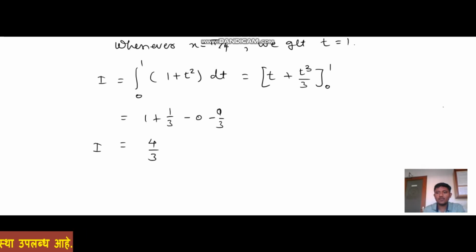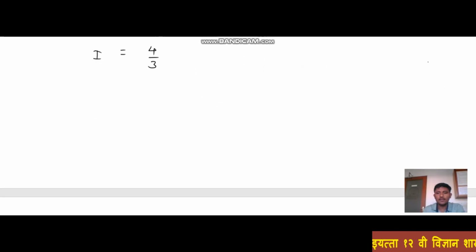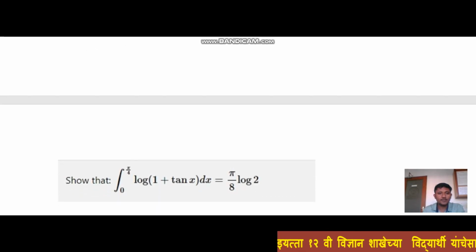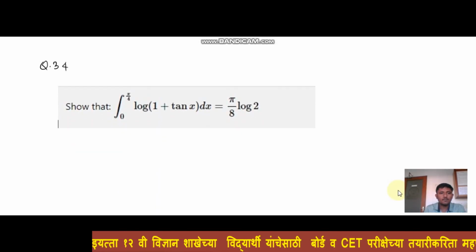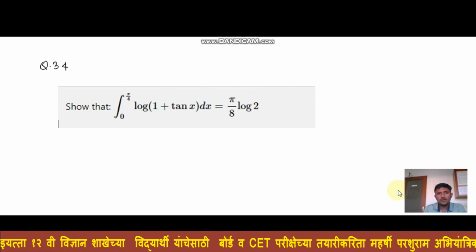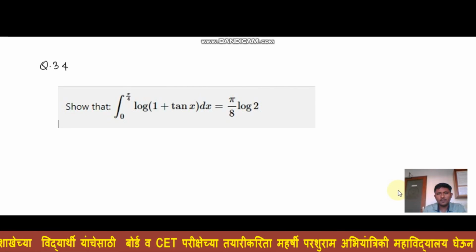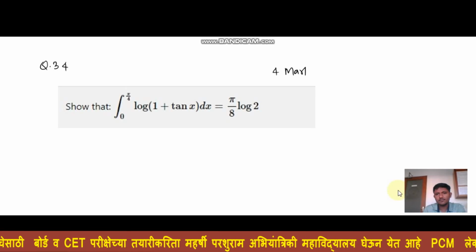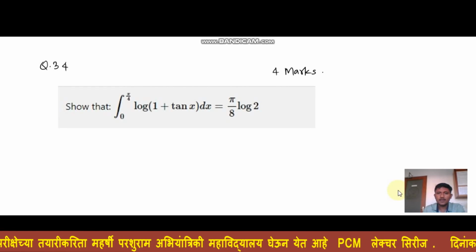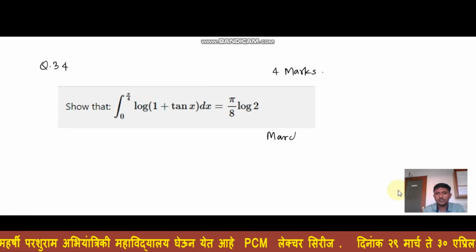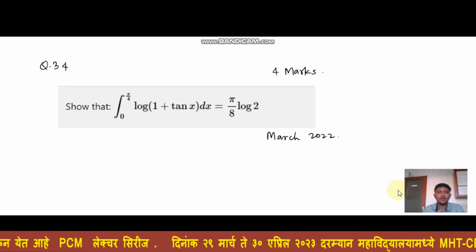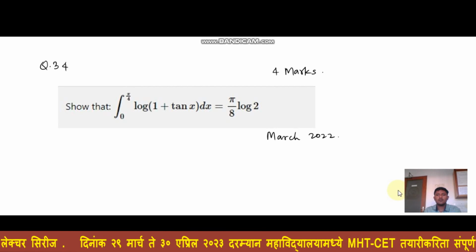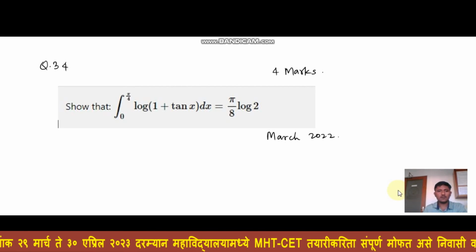The next problem will be question number 34, I think. So we will write question number 34. This problem is asked for 4 marks, and it is also a problem from the March 2022 question paper. We will solve this question in a very easy way.